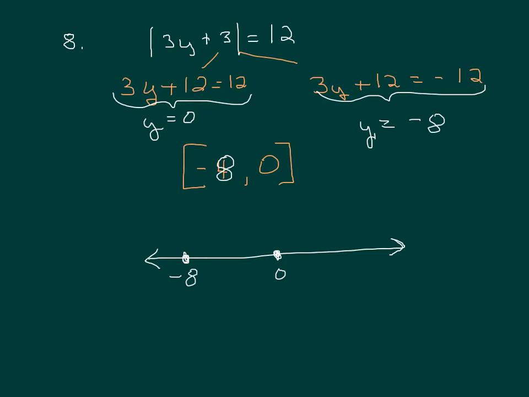You don't have an interval where y is less than 0 or greater than negative 8 or anything like that. You just have two discrete points. So you can't have an interval in your answer. You just have the 2 points. You have negative 8 and 0, and it doesn't matter what order they are in, but they have to be in brackets like that, showing that it's a solution set, not an interval.